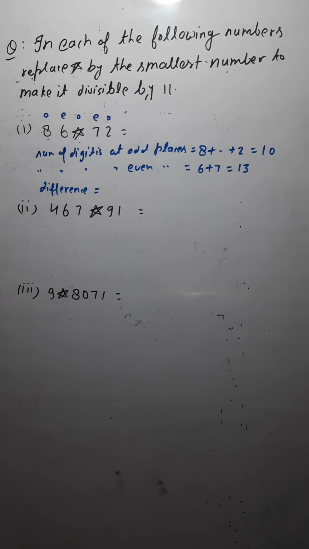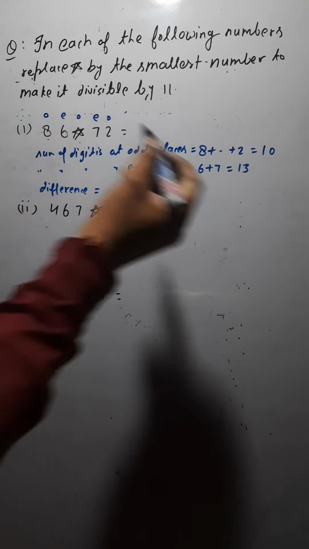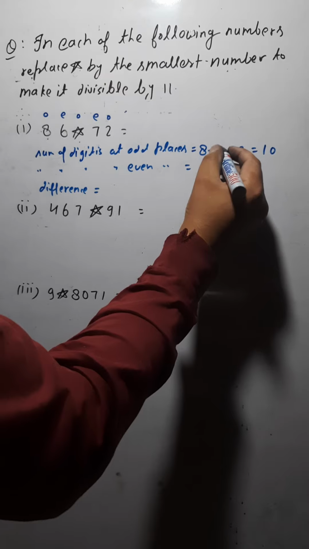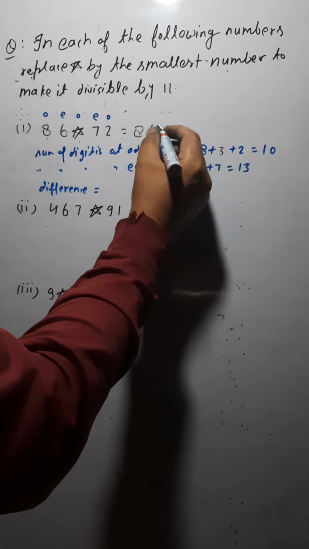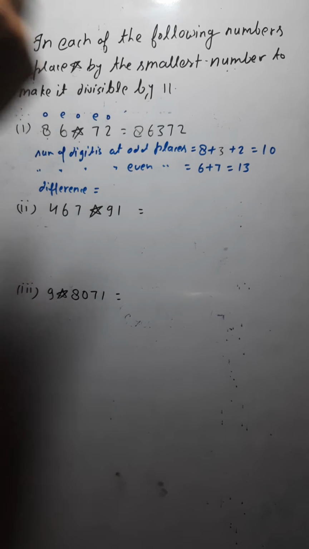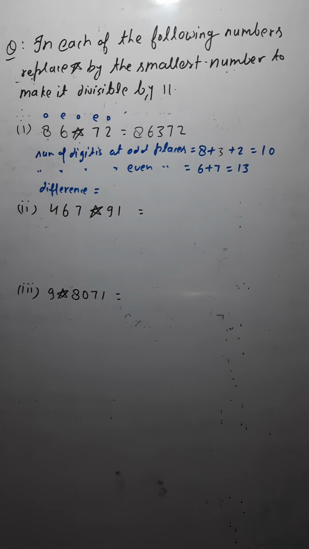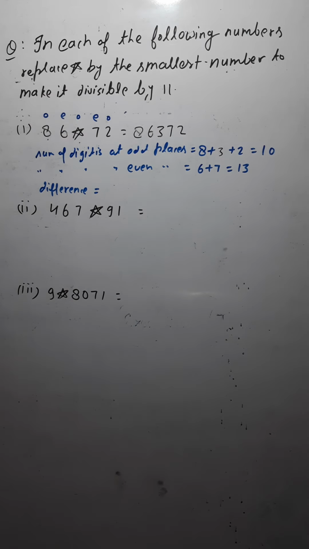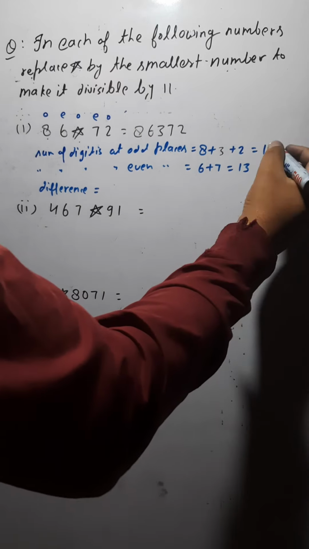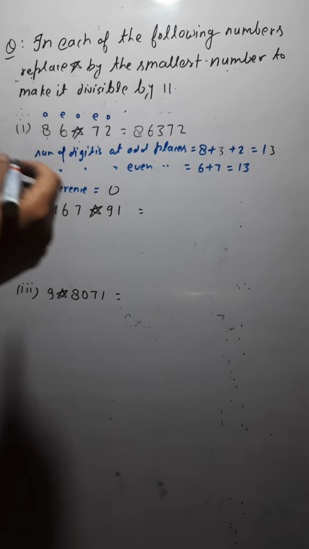Are you getting it or no? Yes. So I would replace the star by the number 3. What should be the answer here? It should be 86372. So this is the correct answer. To make the given number divisible by 11, I would have to replace the star by the number 3 here. So in that sense, this would be 13 and the difference would be 0.